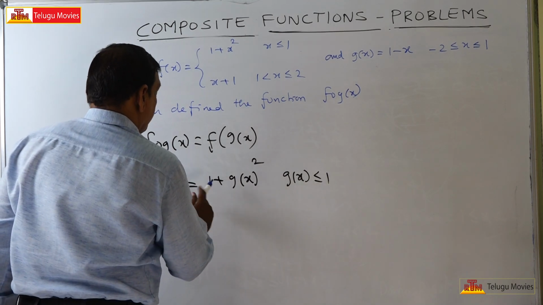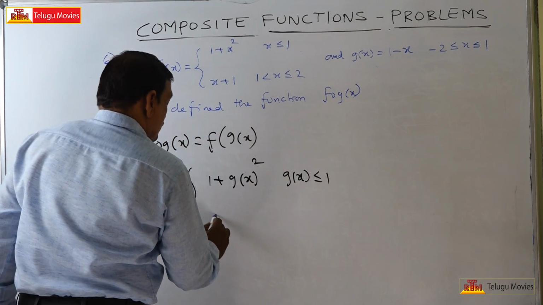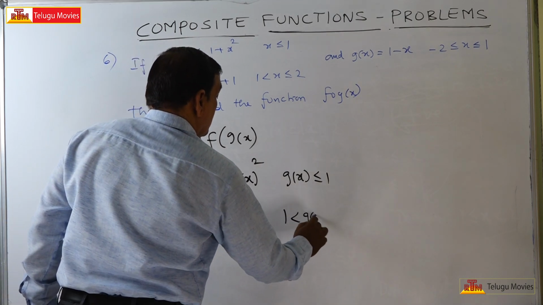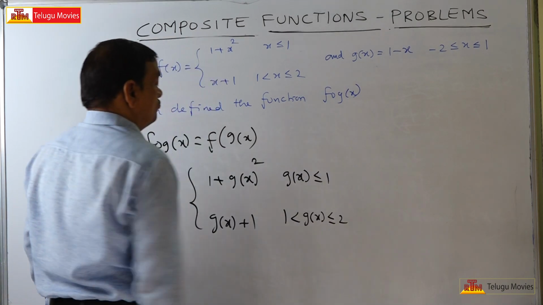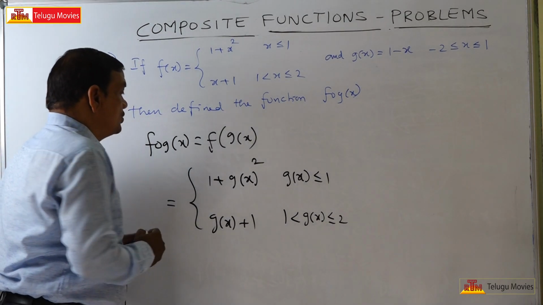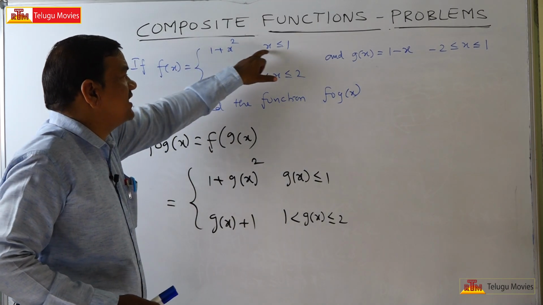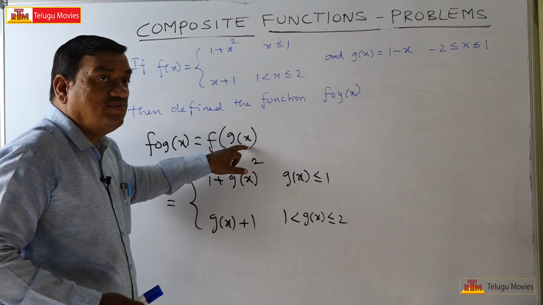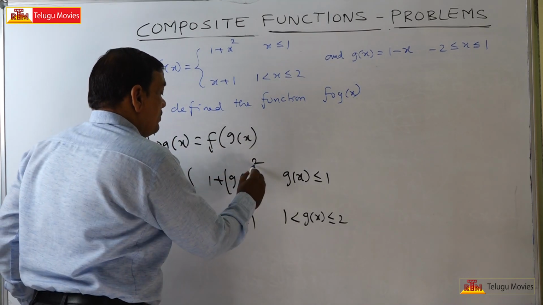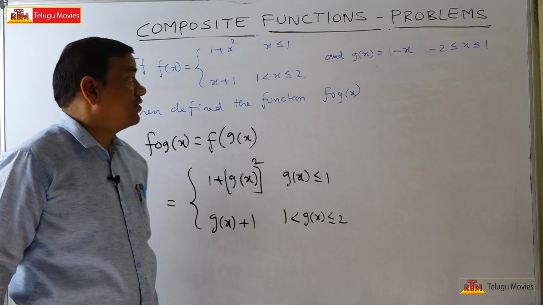Otherwise, we can say it is g of x plus 1, where 1 is less than g of x less than or equal to 2. Up to that, do you understand this? Yes, everybody can understand. See here, f of g of x means 1 plus x square, where x is less than or equal to 1. So f of g of x means 1 plus, I will put a bracket here so others won't be confused, g of x whole square, where g of x is less than or equal to 1.